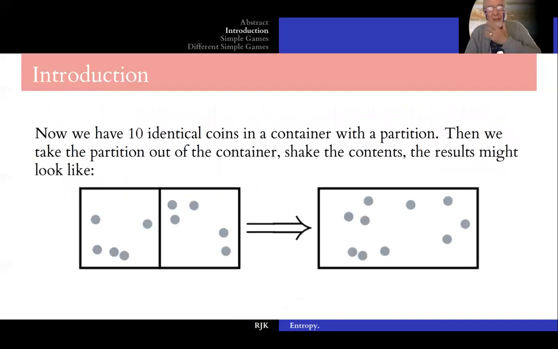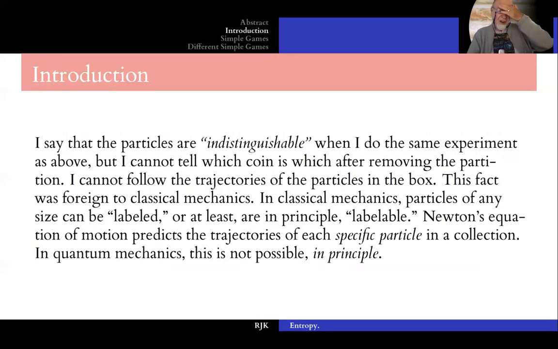But if they're really 10 identical coins, that is, you can't possibly distinguish between them, then if they're all in a container with a partition on the left, 5 and 5, then you take the partition out, shake the container up, and since everything is inside a container that you can't see into, when you get done, you've got 10 coins in various locations, but obviously you wouldn't be able to tell which ones were on the left to start with and which were on the right to start with. So the idea that particles are distinguishable is actually not very accurate.